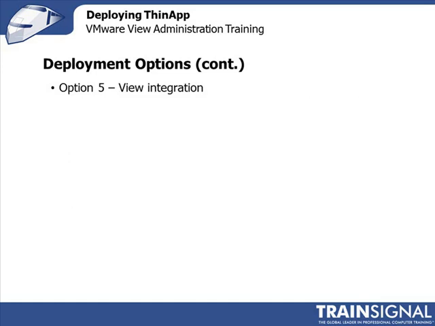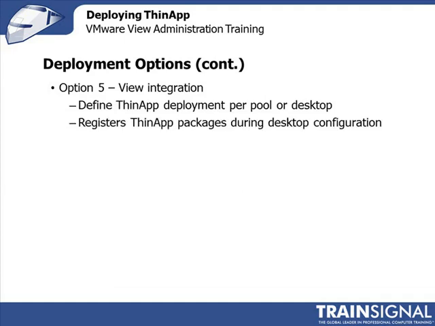Option 5 is to use VMware View to deploy the ThinApp packages to the desktops. We can do this based on either pools or individual desktops. If a ThinApp package is enabled for a particular pool or desktop, View will automatically register the ThinApp packages on the desktops during the creation of the pool or desktop.